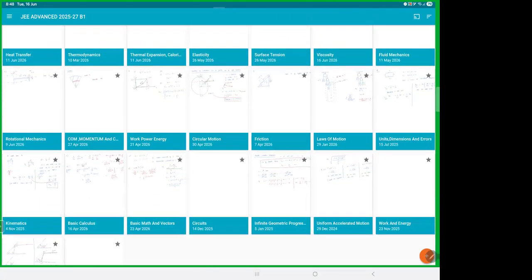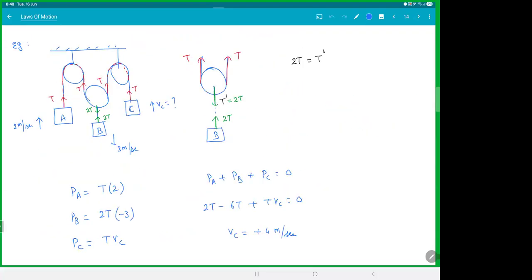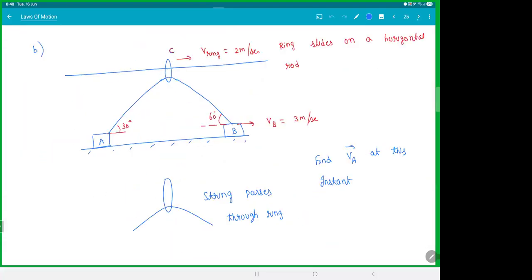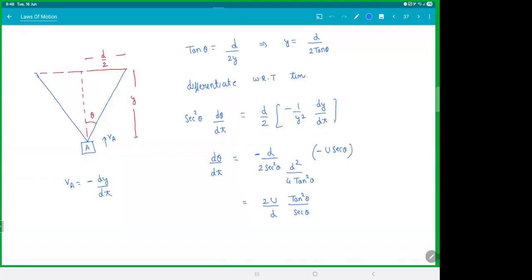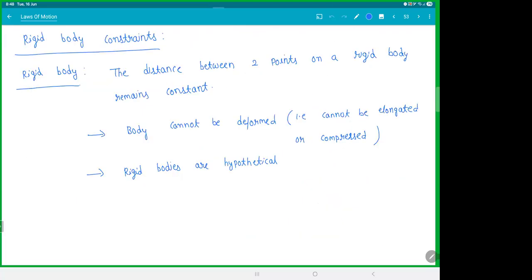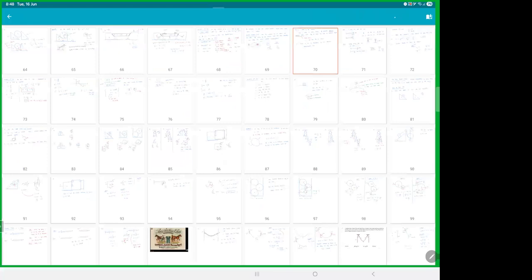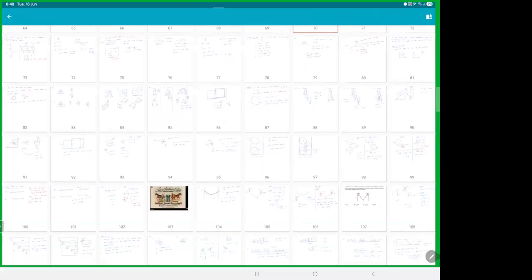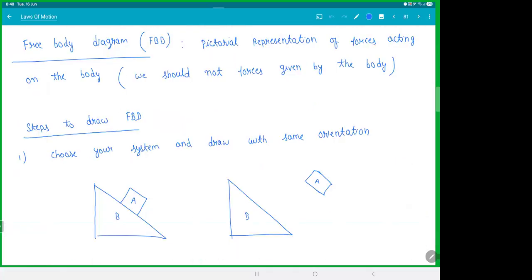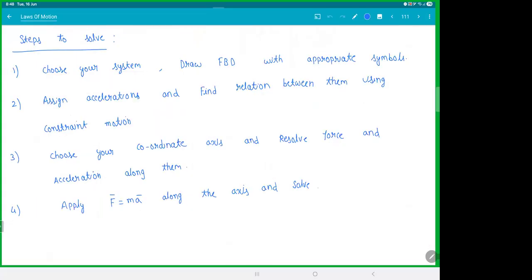Forget about Kirchhoff's law. When we started laws of motion, if you guys remember, even when we did the free body diagrams, it started from there. Where is this? There. Rigid body constraints. There. Steps to draw a free body diagram. Choose your system, draw this, draw this, draw this. And then we came to solving problems. Again, I wrote steps. Choose your system, draw FBD, choose your coordinate system.